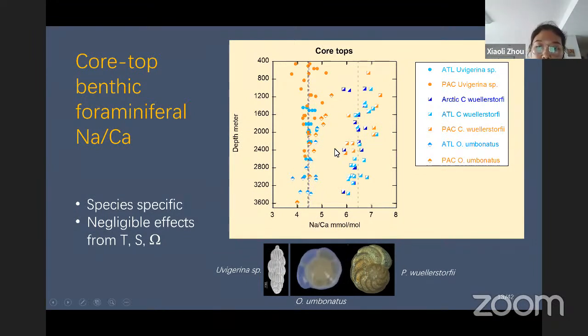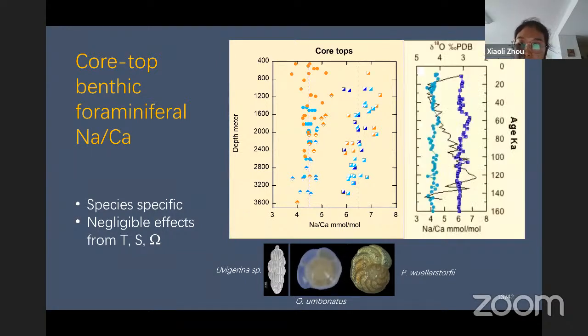We do find a slightly increasing trend with carbonate saturation or the delta carbonate, but whether that holds true for the downcore samples, we would like to test that. So for that, we measured a core in the North Atlantic Ocean, which is shown on the right figure. We measured sodium-calcium in 2 benthic species over the last 160 kilo years.